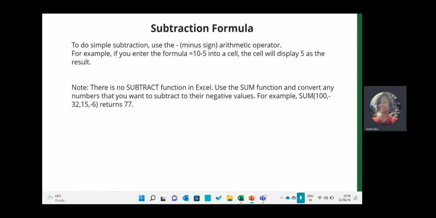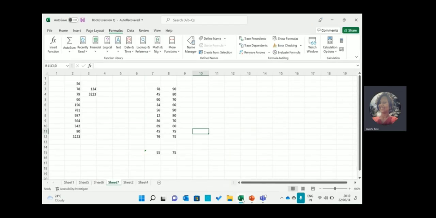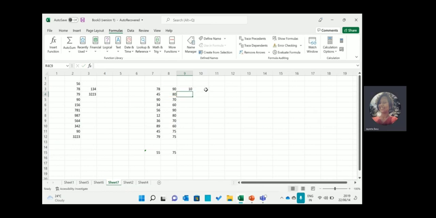Now we will go back to the Microsoft Excel document that we were working on. Now let's say I want to do a subtraction of these two numbers. So what I will do is equals to, put on the bracket, select this number, put the hyphen sign, which is the minus sign, select this number, close the bracket, and I will get the subtraction. So now you understood how to use the subtraction.